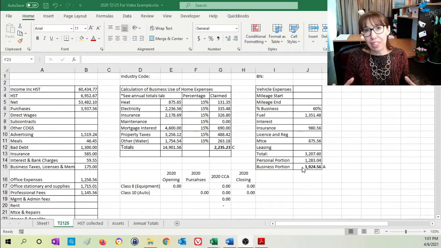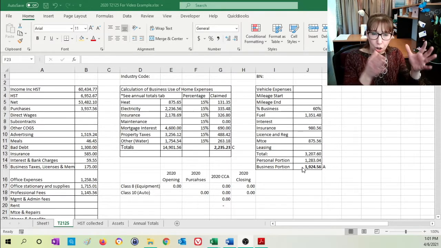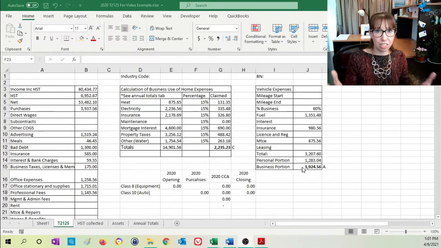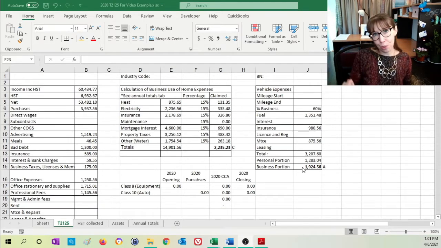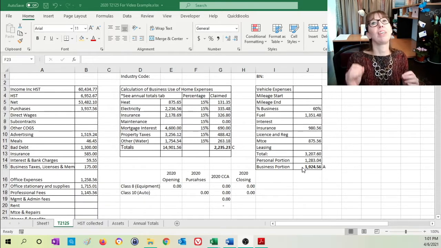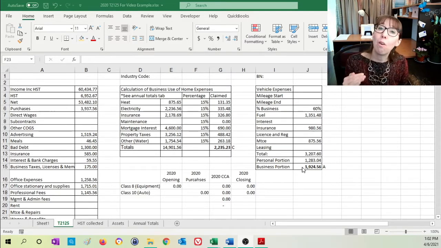Next, we're going to talk about the assets section of my T2125. If you purchase an asset like a vehicle or large equipment, you cannot claim this as an expense on your profit and loss because it's not an expense. It's something that you have of value. And so we cannot claim the full amount as an expense, but we can claim how much that asset has lost value over the course of the year. We might call that depreciation, but CRA on their taxes specifically calls it capital cost allowance, CCA, the amount that we're allowed to claim in how much our assets have lost value over the course of the year.